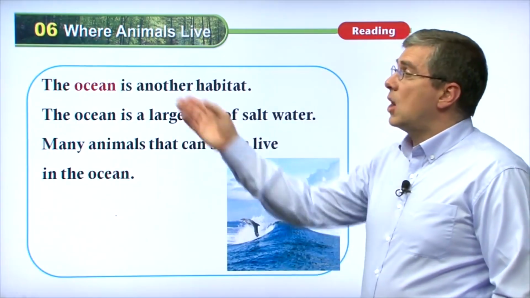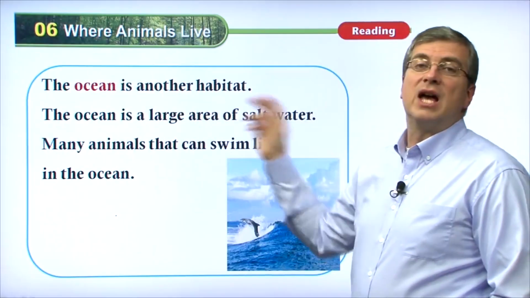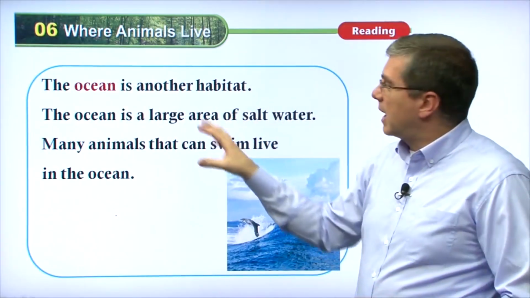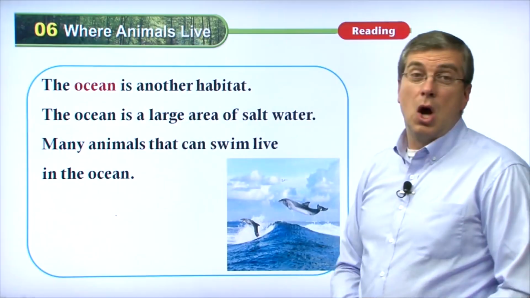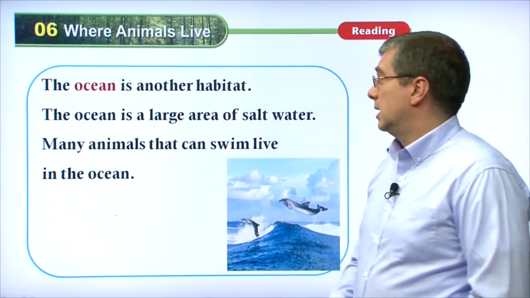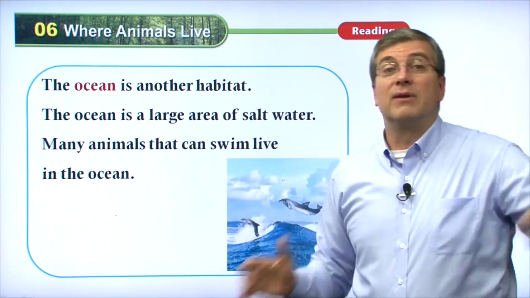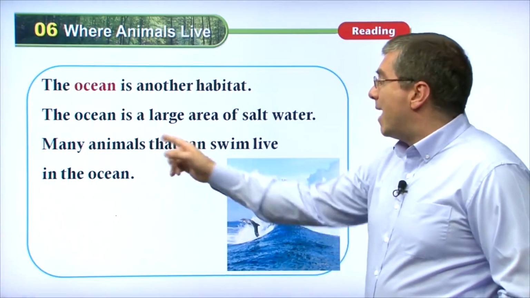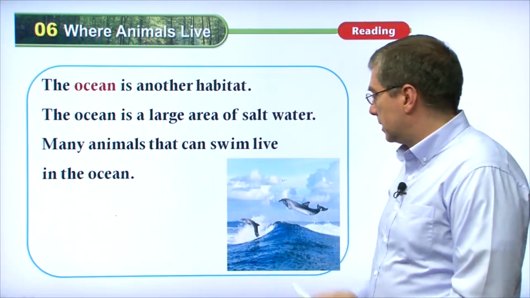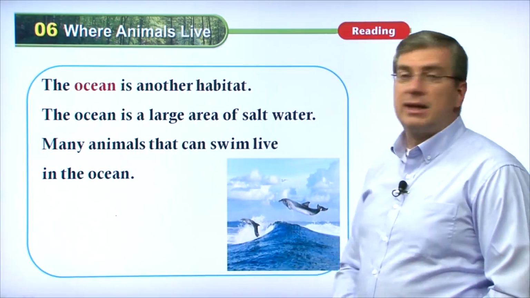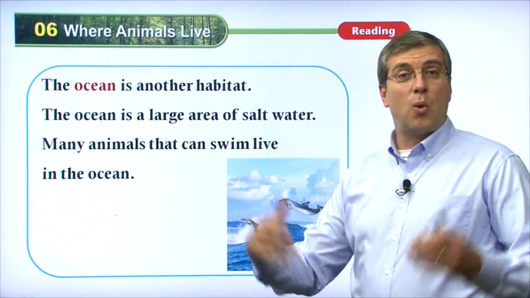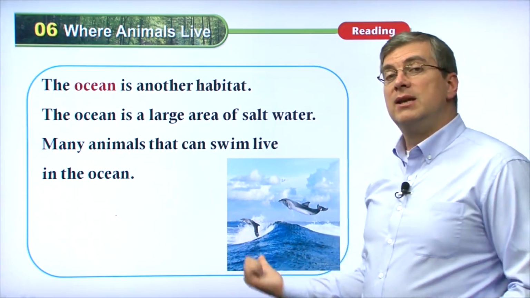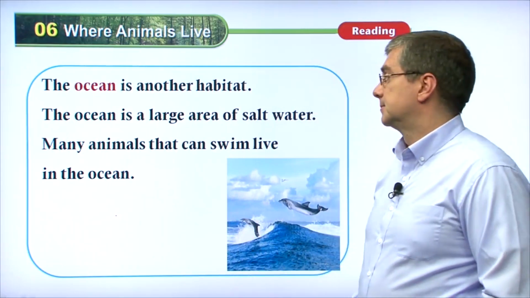Another habitat is the ocean. So the ocean is another habitat. Here we have another general sentence and more details about the ocean. What can we say about the ocean? It's a large area of salt water, not fresh water, salt water. Many animals that can swim, like these dolphins here, live in the ocean. Fish, whales, all sorts of different animals that can swim live in the ocean.